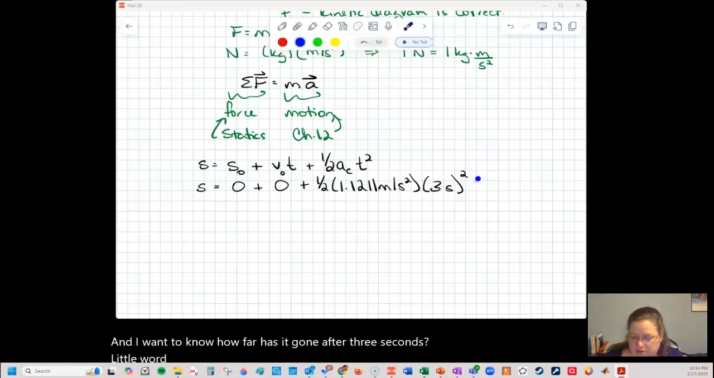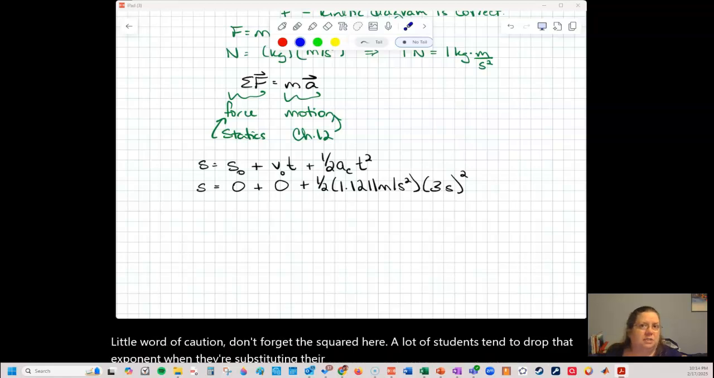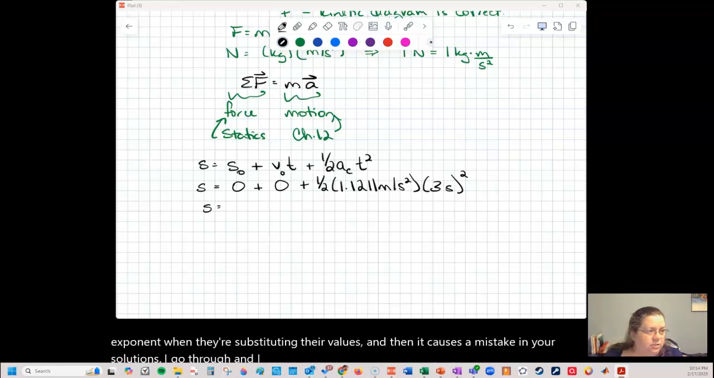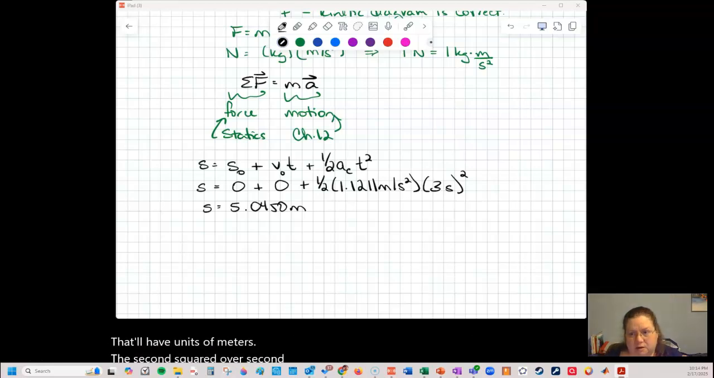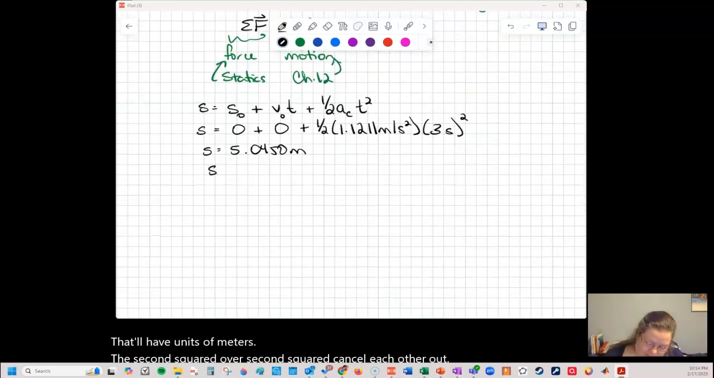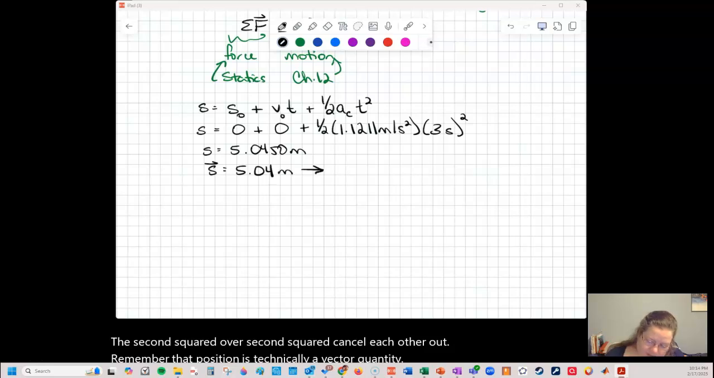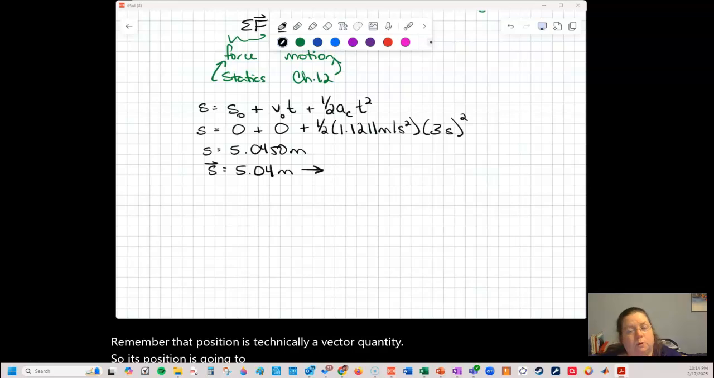Little word of caution, don't forget the squared here. A lot of students tend to drop that exponent when they're substituting their values in, and then it causes a mistake in your solutions. I go through and I calculate this, and I should end up with S is equal to 5.0450. That'll have units of meters. The seconds squared over seconds squared cancel each other out. Remember that position is technically a vector quantity. So its position is going to be to the right of the origin, or to the right of where it started from.